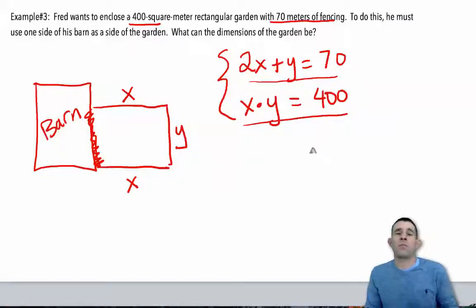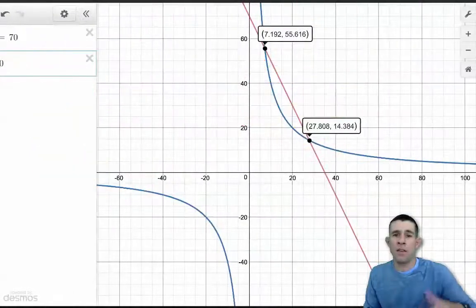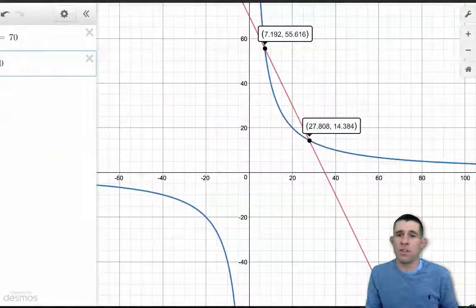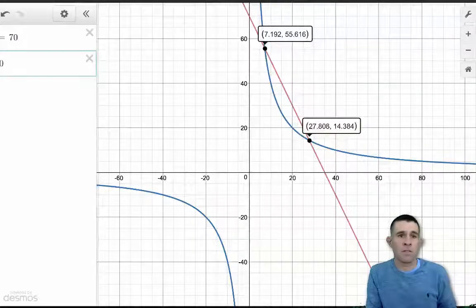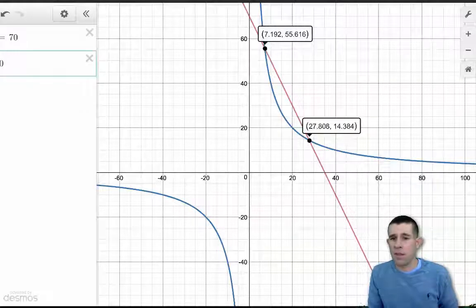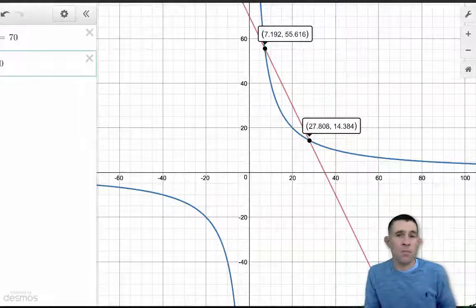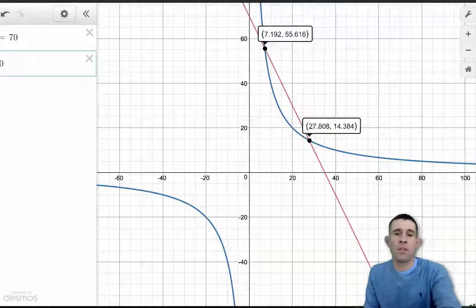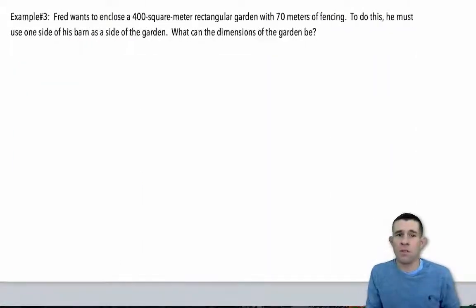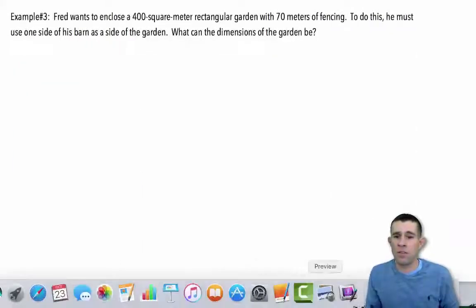points of intersection. I've gone ahead and done that in Desmos, and you can see here that the blue line is the equation x times y equals 400, that's the area equation, and 2x plus y equals 70. There's my red line, that linear graph there, and I can see that the points of intersection are 7, 55, or 27, 14. So this gives me the two options for my garden dimensions.